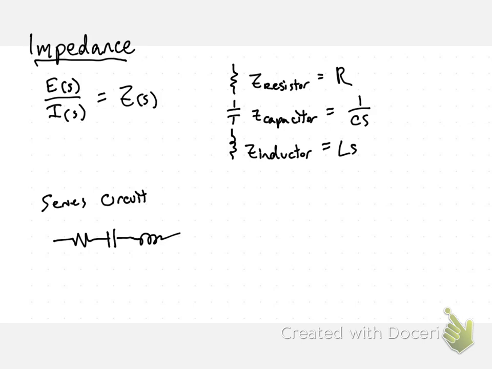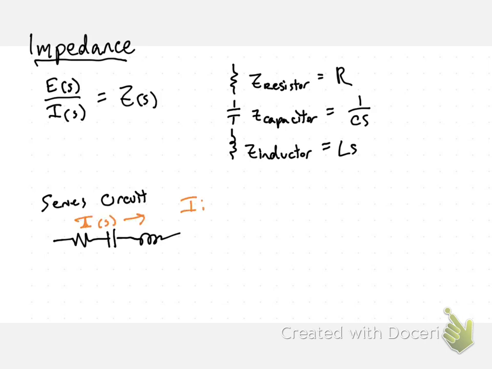So if we want to think about analyzing a series circuit, a series circuit is where all of our elements are in series. And if you had a bunch of resistors in series, you'd know that you can find the total resistance by adding them up. Same is going to happen when we have impedance. So we're going to be able to add up all of those impedances just as if they were fancy resistors.